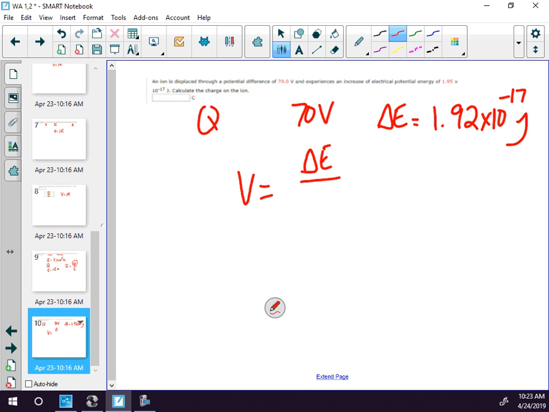Change in energy per coulomb of charge. Again, we are looking for what's on the bottom here, so don't forget to get it out of that fraction form. It'll help you out.